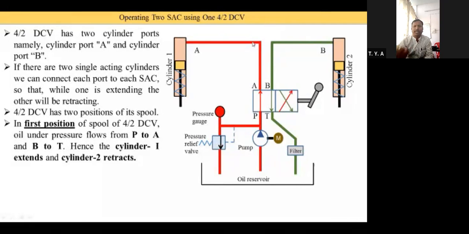Because each and every component we have studied already. We know the purpose or function of each and every component.